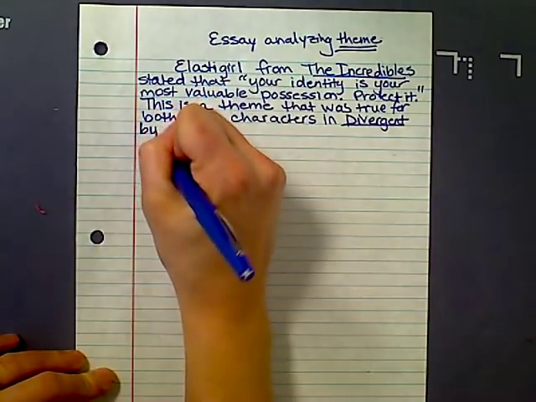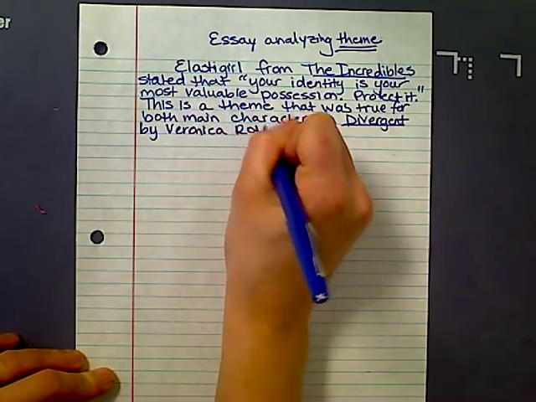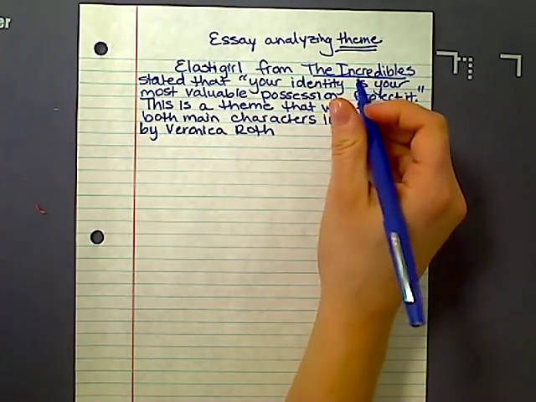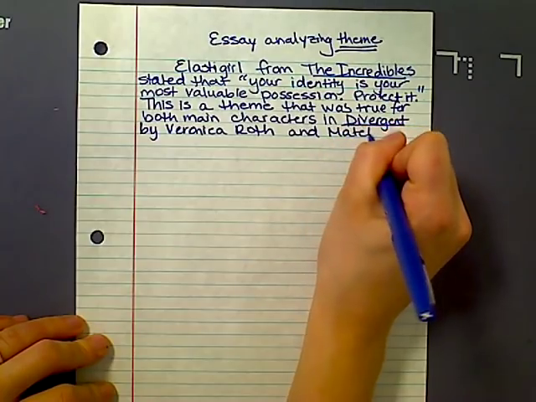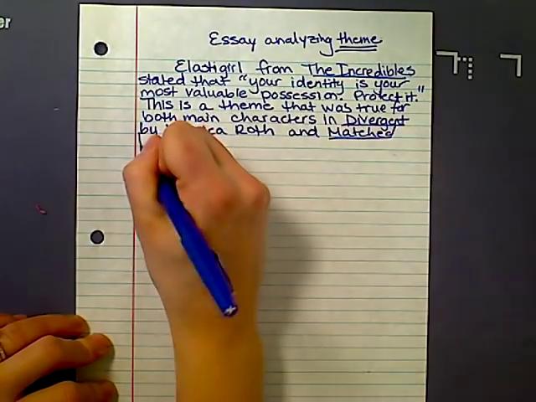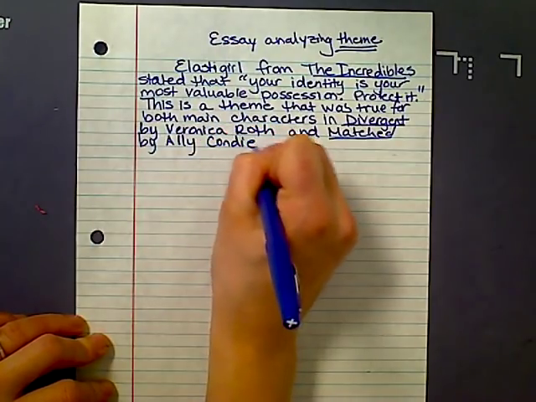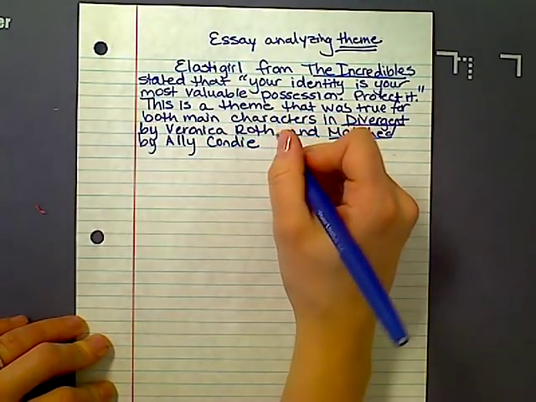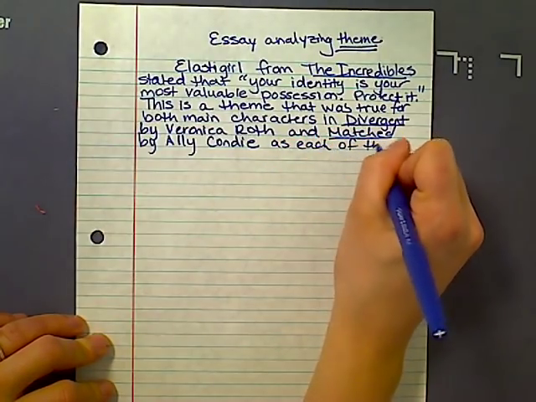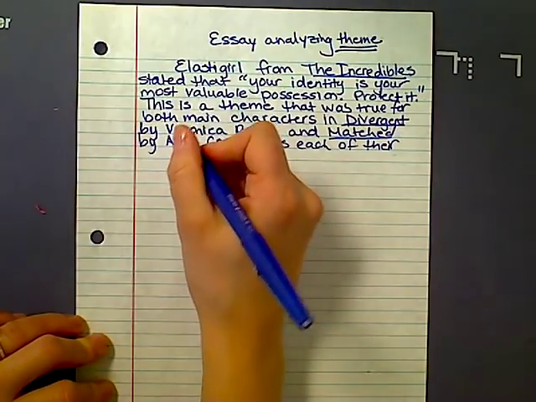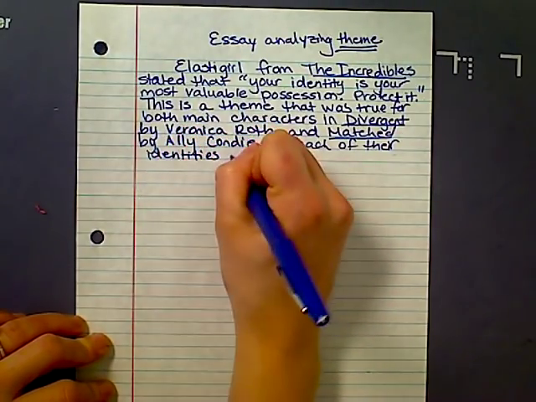And I'm going to go ahead and give the author, because this is the first time I am introducing the text. In Divergent by Veronica Roth, and Matched by Ally Condie. And I'm going to go right into my summary. As each of their identities are threatened by society.